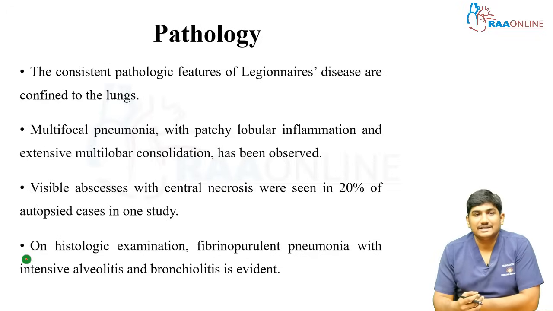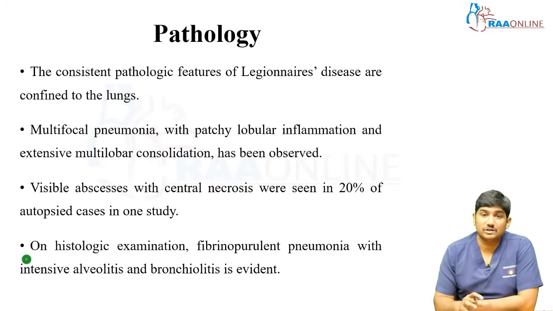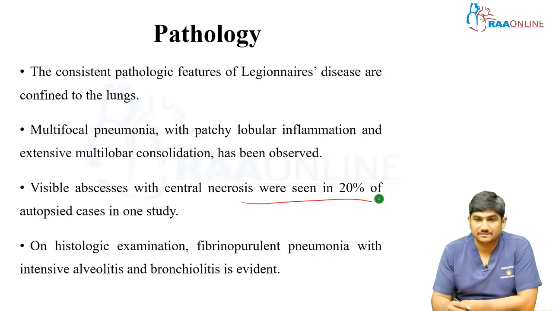Coming to the pathology, the consistent pathological features of Legionella disease are found in the lungs. Multifocal pneumonia with patchy lobar inflammation and extensive multilobar consolidation have been observed. Okay, so it's going to be a dense pneumonia. It's usually a multilobar pneumonia, and the inflammation is going to be quite severe. Because of the inflammation, the patient is going to look more sick and more toxic. Okay, so visible abscesses with central necrosis were seen in 20% of autopsy cases in one study. So such is the severity of the disease, right?